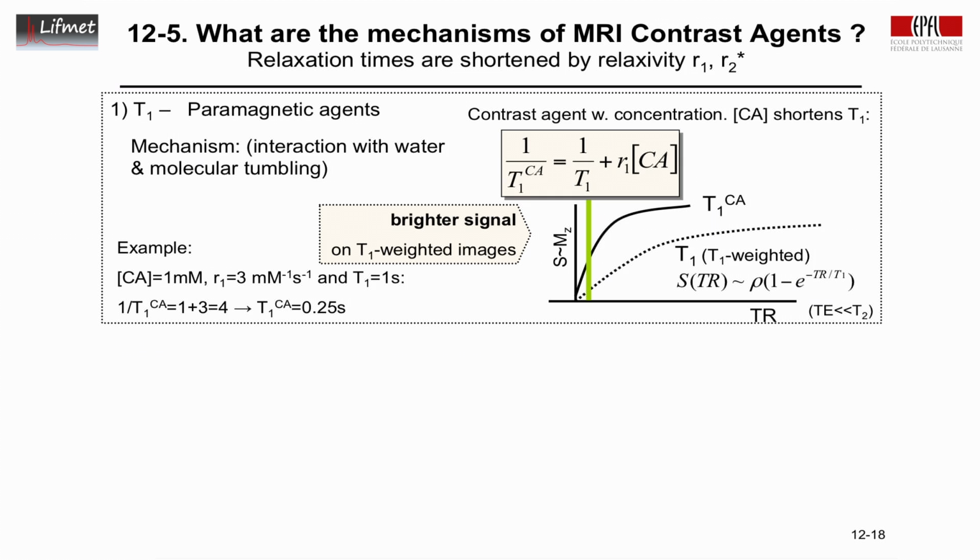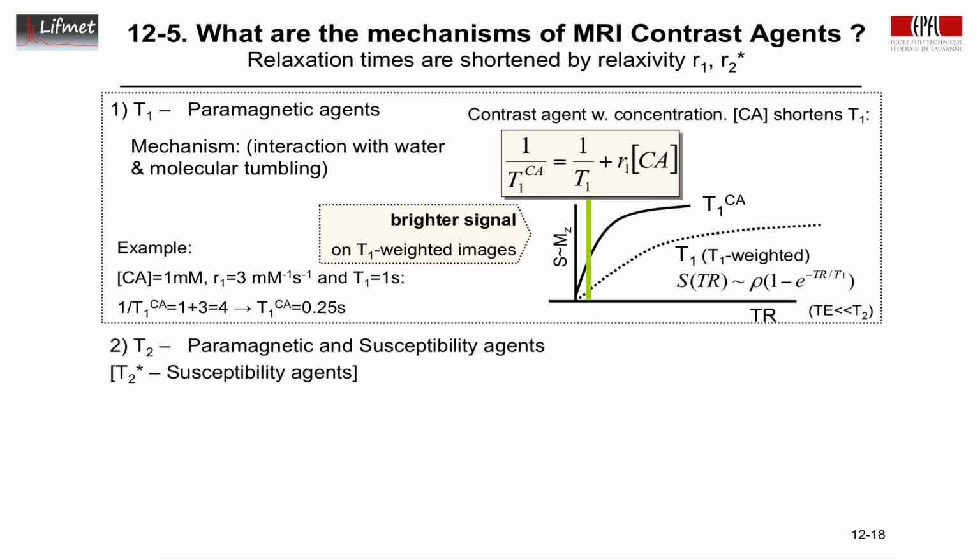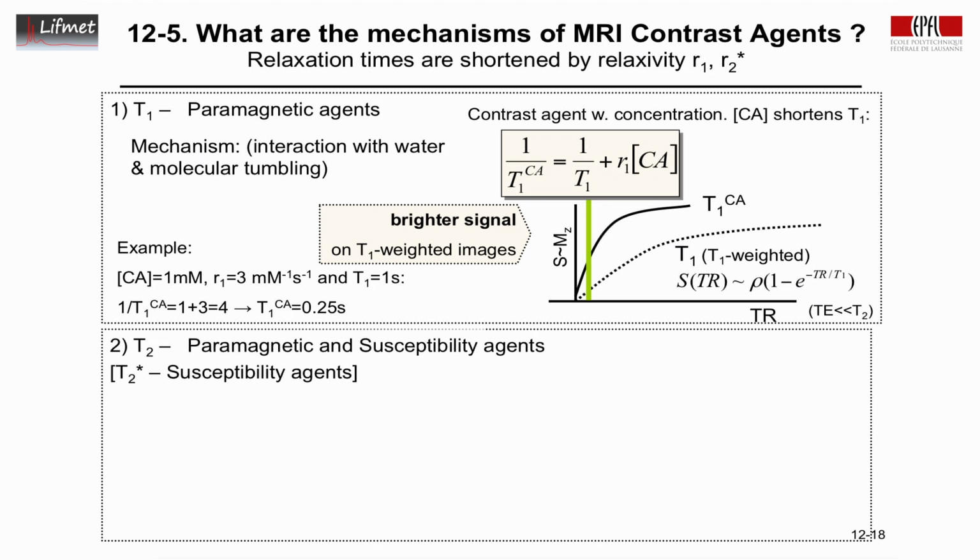The other class of contrast agents are paramagnetic and susceptibility agents. They act on T2 and T2 star. The T2 star agents are called susceptibility agents. The expression that describes the effect on T2 star has the same form as the one we have for T1. It's the effect of the contrast agent concentration, but now the proportionality factor is the relaxivity R2 star.